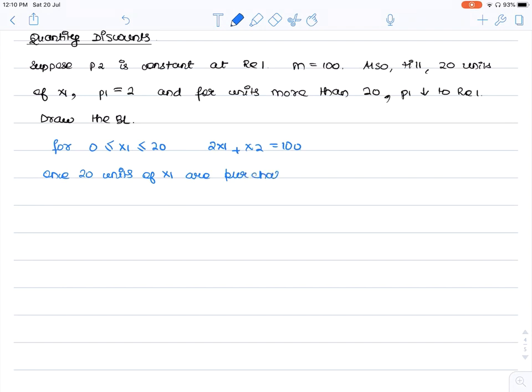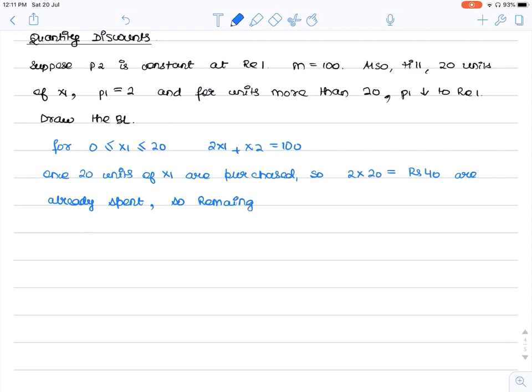Please add that. Once 20 units of X1 are purchased, how much is the amount spent on X1? 2 into 20. And if you are still on the budget line, then it means that you would have spent 60 on the other good, that is on X2. Your budget line was what? 2x1 plus x2 equals 100. You have spent 40 rupees on good 1. How much is left? 60 rupees for good 2. So 40 rupees is already spent.